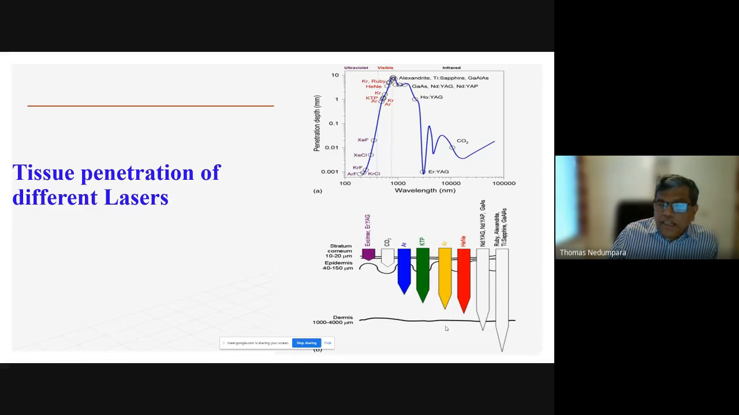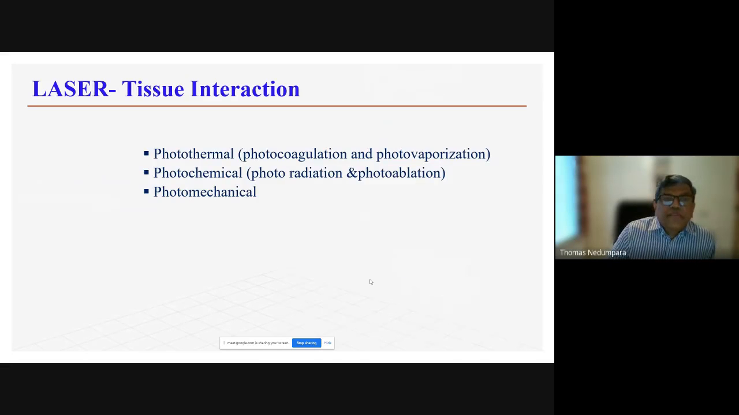For example, skin is divided into the epidermis, which is the pigmented area, and the dermis, which is below. Excimer laser and carbon dioxide laser don't go below the epidermis, whereas sapphire lasers go up to the dermis. There are mainly three different types of laser tissue interaction. One is photothermal, that is a heat effect. Second is photochemical, a chemical reaction. And third is photomechanical.